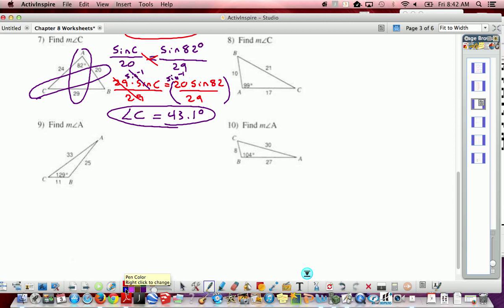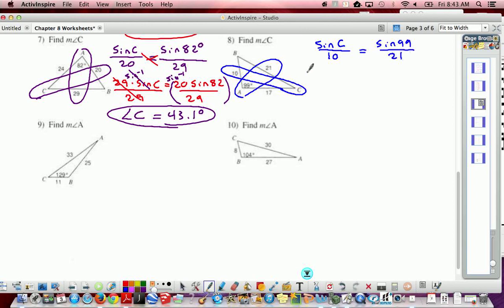So on number 8, we start off with what we're looking for. Angle C seems to be the popular one to find on this worksheet. So sine of C over 10 is equal to, what do I have? Sine of 99 over 21. So I'm going to cross multiply again. So 21 times sine of C equals 10 times sine of 99.